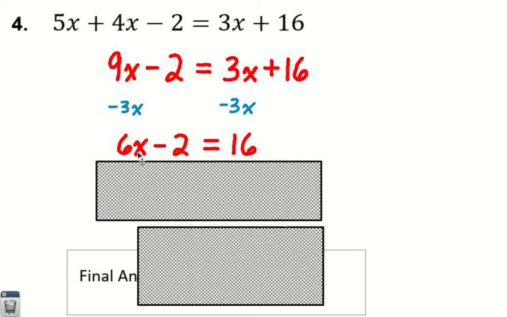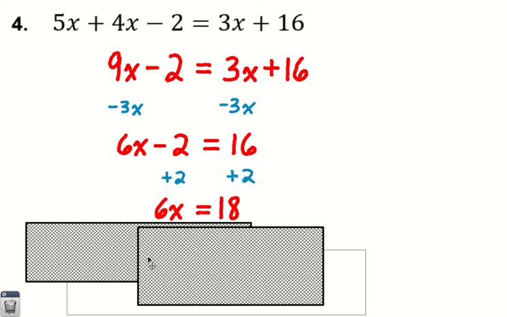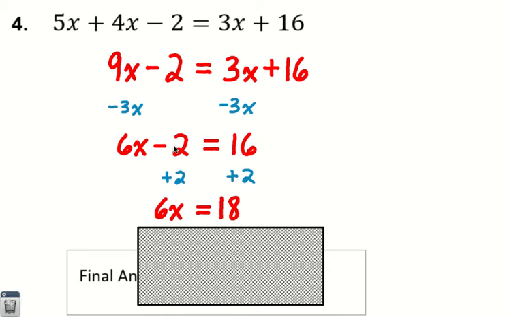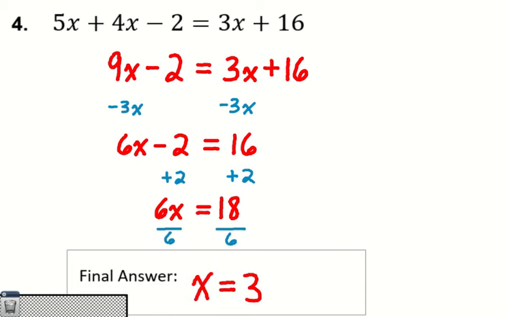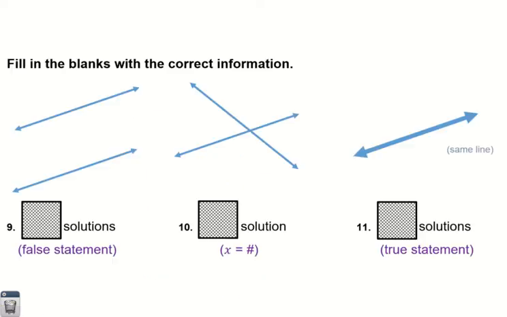And now that x is only on one side, now we can work on getting x all by itself by adding 2 to both sides and then dividing both sides by 6. And ending with x equals 3.